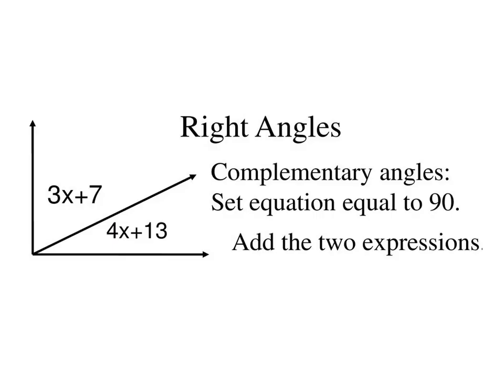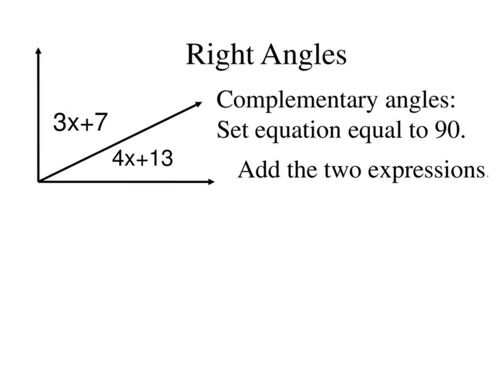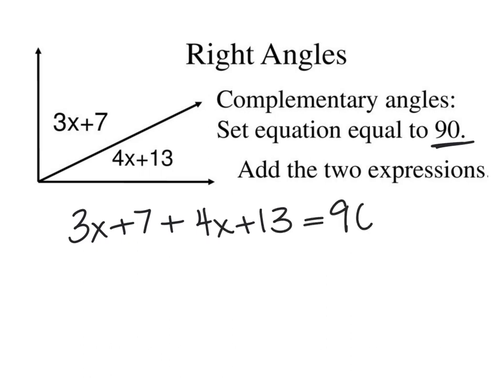All right, right angles. When we're going to solve for x in an equation like this, to solve what each angle equals, we are going to set up an equation and set it equal to 90 degrees if we're working with complementary angles. So for this one, we are going to take our two expressions, 3x plus 7, and add that with 4x plus 13, and set that equal to 90. These two equal 90 degrees.